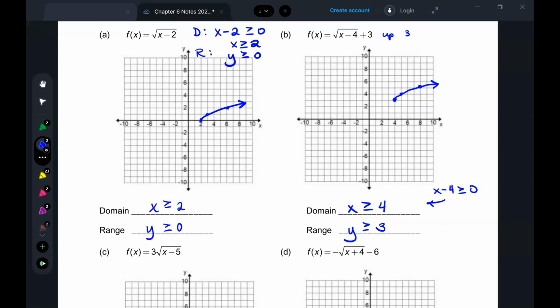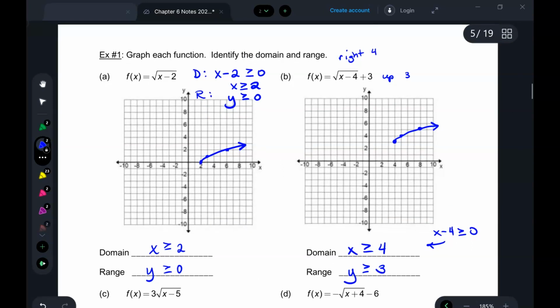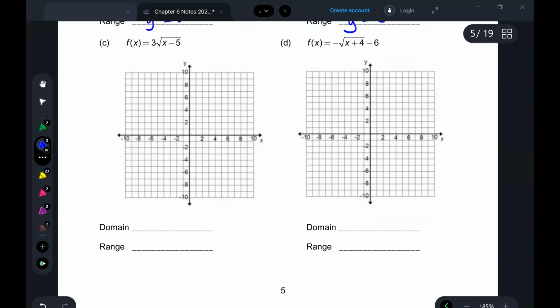Because it was moved up 3. Look at our y, look at when we graphed it. We started at 3 and it went up. So why is that one 0? Which one's 0? The A. It started at 0. There's a y value of 0. There's nothing added to it.